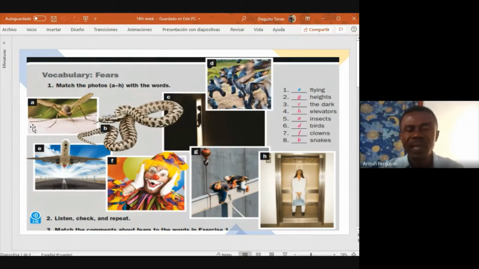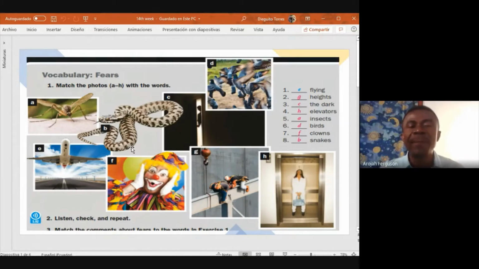We know how dangerous a snake can be. That is in your picture B. A snake is very dangerous. They have different types in the Amazon forest, different types of snakes. They are very, very dangerous. Also, there are people who fear snakes because they are dangerous for a very good reason.